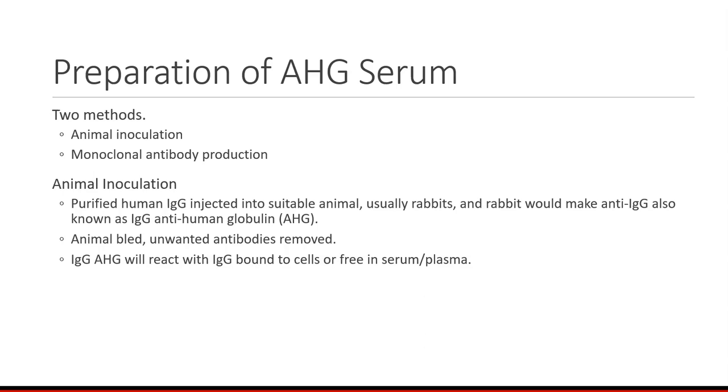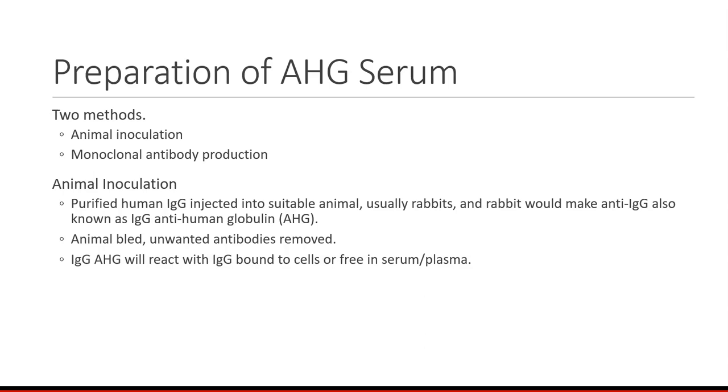Now, the animals are not sacrificed, and Gamma was one of the first companies to produce AHG serum. They had a whole building full of bunnies, and they were the most well cared for bunnies in the world. Unfortunately, Gamma went out of business, or they got merged with another company, and the bunnies were adopted out, which I think was real cool.